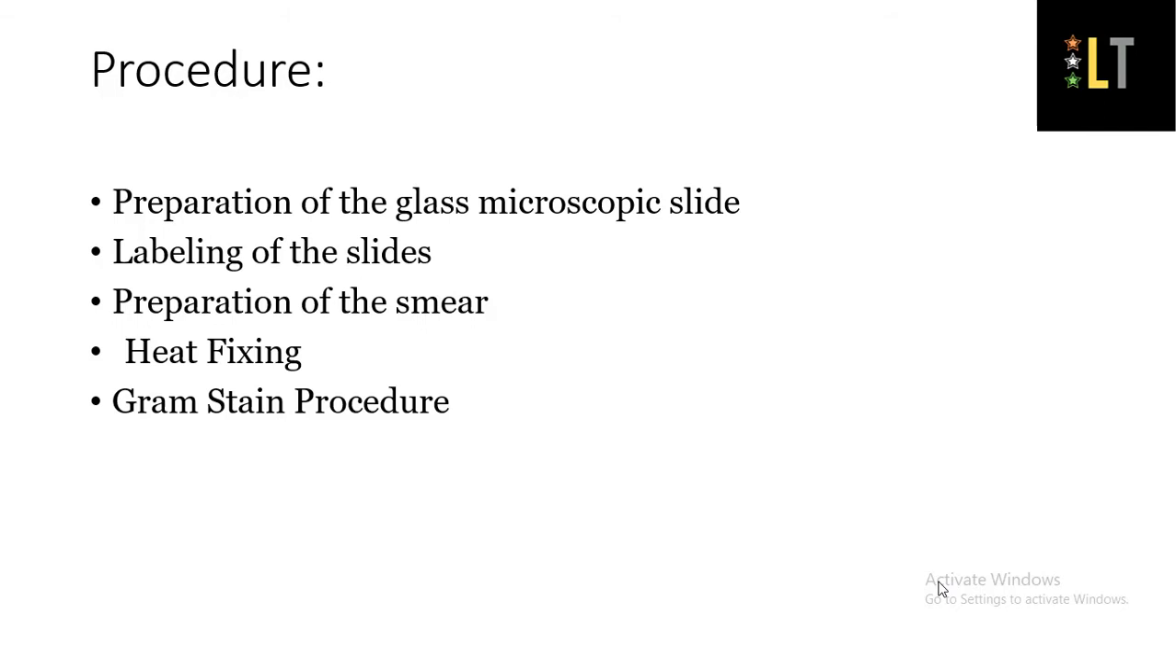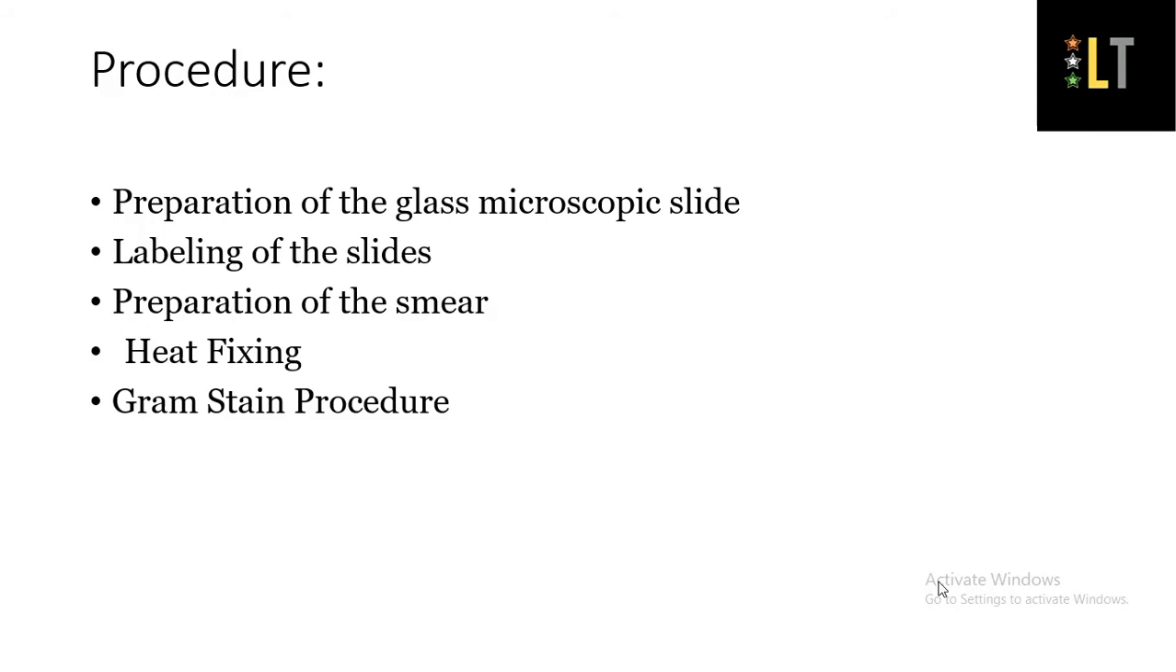After you label the slides, you will have to prepare the smear as we had seen in monochrome staining technique, where you first sterilize the inoculating loop or nichrome wire loop by holding it in the red flame of the Bunsen burner. Once it is red hot, it indicates that the nichrome wire loop is completely sterilized. Then you put that nichrome wire loop in the test tube containing your inoculum, and the loopful of inoculum is to be spread on the marked area on the glass slide.